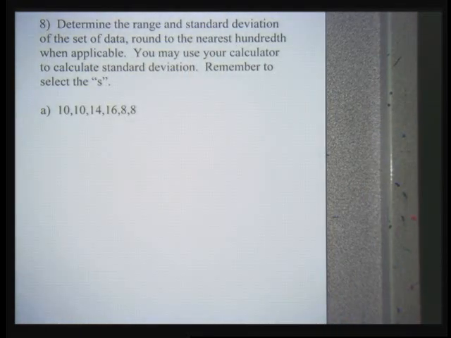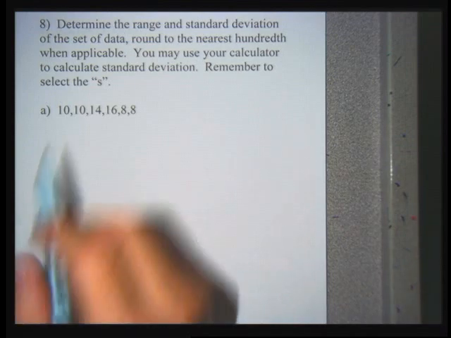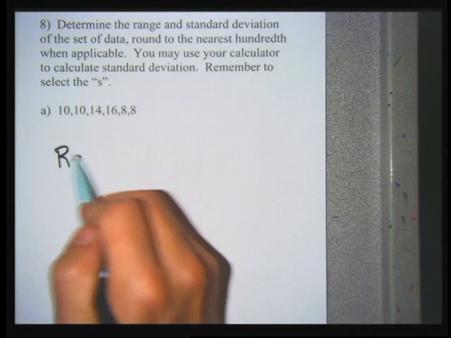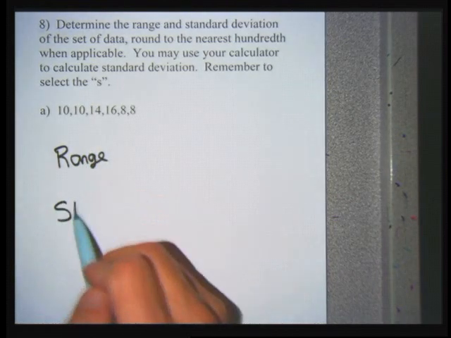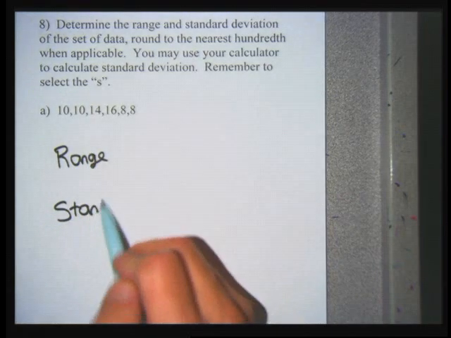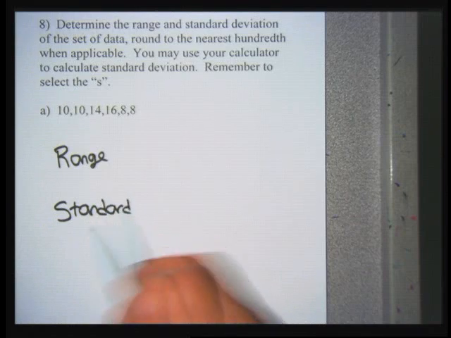Number 8 has a part A and a part B. Range is easy. It wants me to do the range and the standard deviation. The range I don't need my calculator for, but the standard deviation I'm going to use my calculator because I don't want to do that computation by hand.